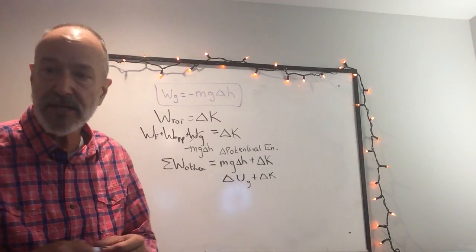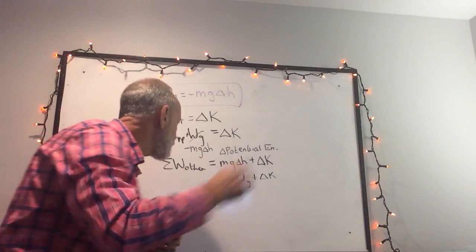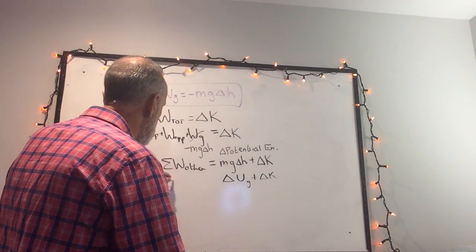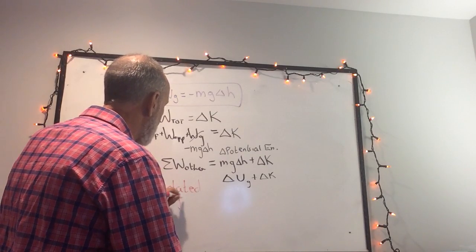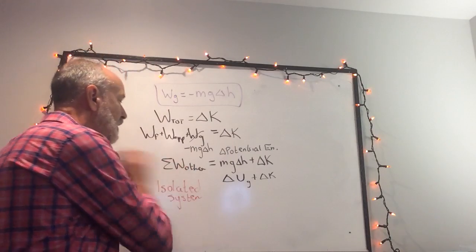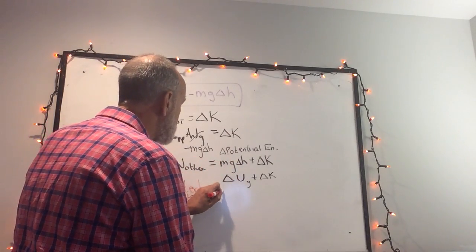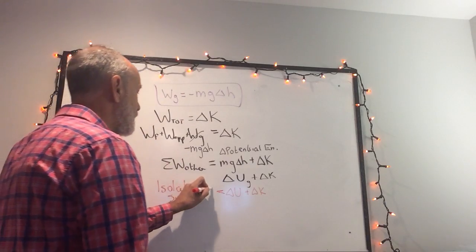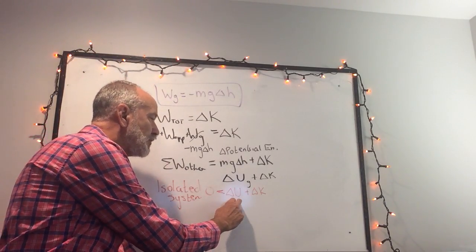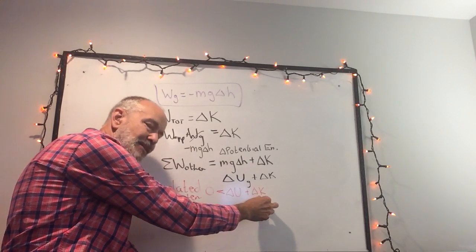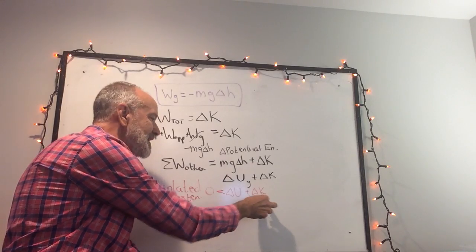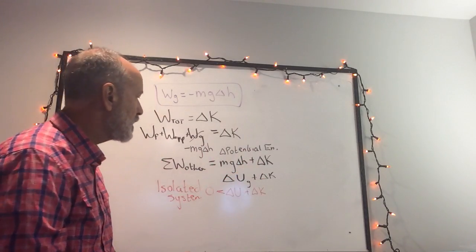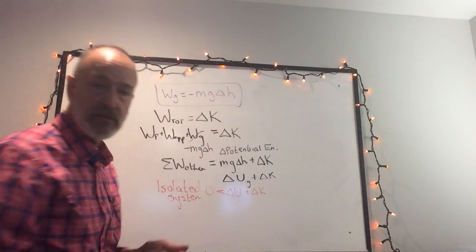But there's something that's even a little easier, and then I will get a little more into that equation. If this work is zero, for an isolated system, and I'll talk about what that isolated system is, then no work is being done on it, so delta U plus delta K is zero. That means that any increase in potential energy has to be reflected by a decrease in kinetic energy. Any decrease in potential would correspond to an increase in kinetic.